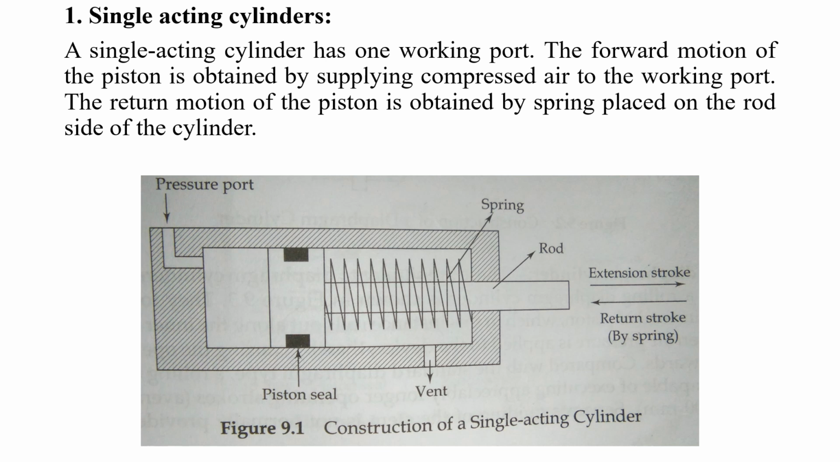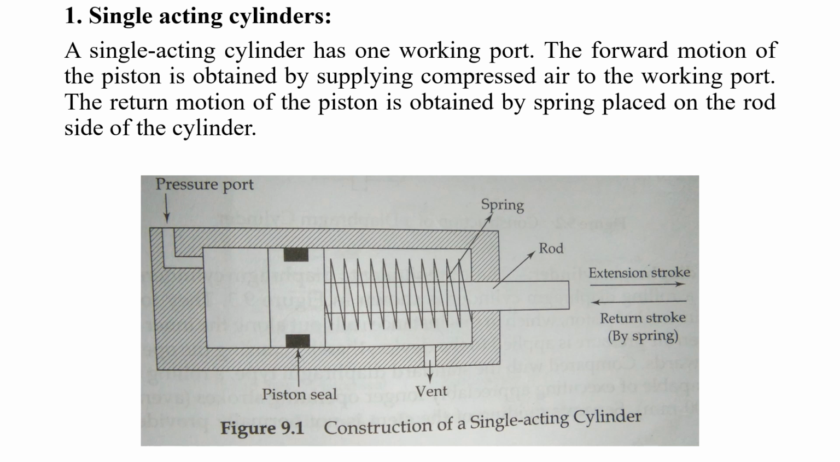Single acting cylinder has one working port. The forward motion of the piston is obtained by supplying compressed air to the working port. The return motion of the piston is obtained by a spring placed on the rod side of the cylinder.